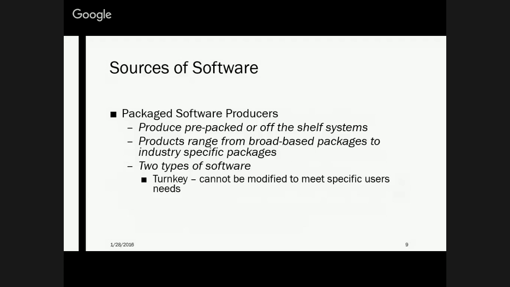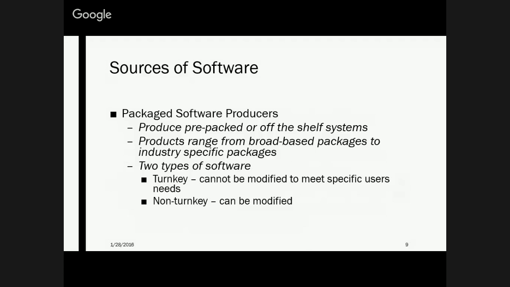There are two types, as this book defines them. Turnkey, so you buy it and it is what it is. That would be like Word or Office or Windows, just a piece of software you buy.